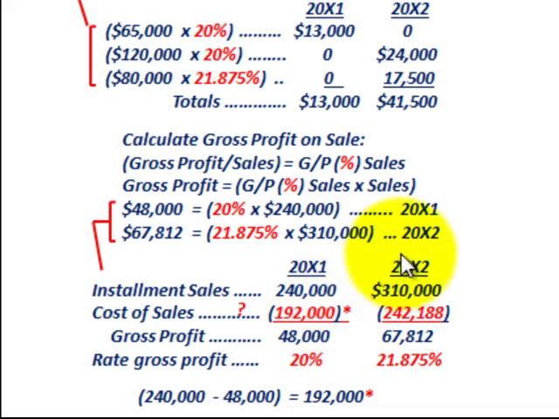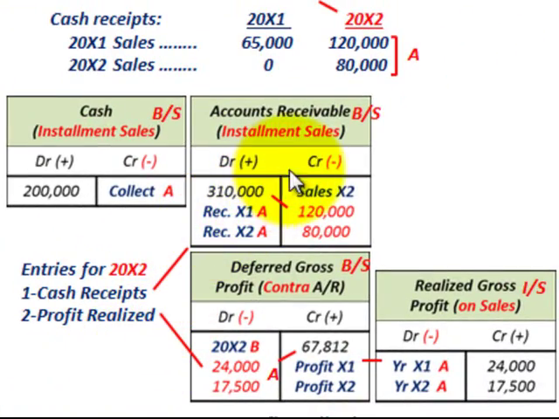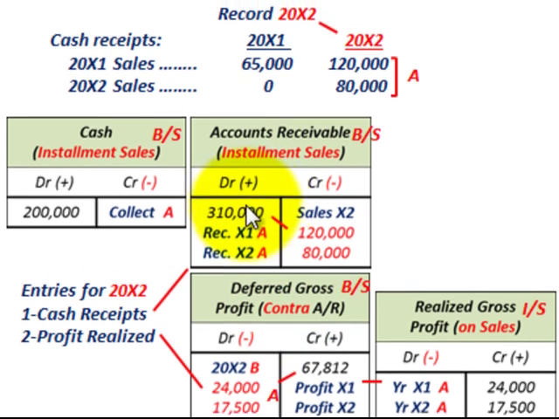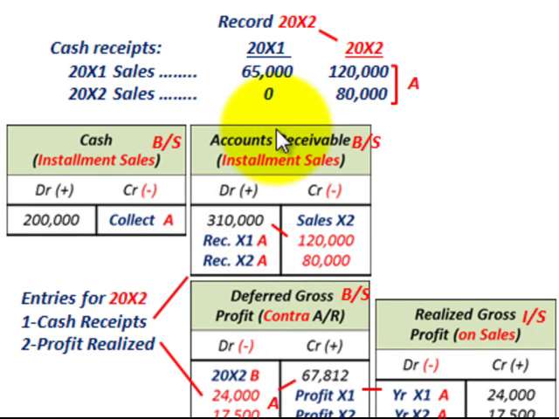Okay, so now let's go up and look at how we'd recognize our realized gross profit. What we have to do is set up these accounts, and we're just looking at how we'd realize our gross profit. We're going to have an accounts receivable on our installment sales, and then we're going to set up a deferred gross profit account as a contra account to our accounts receivable. So let's just look at our accounts receivable. We're only going to be looking at recording year 20X2 to simplify it, just what we would recognize for 20X2.